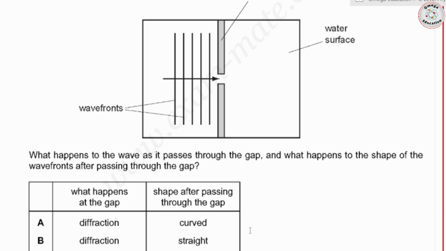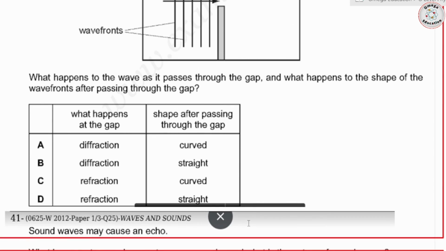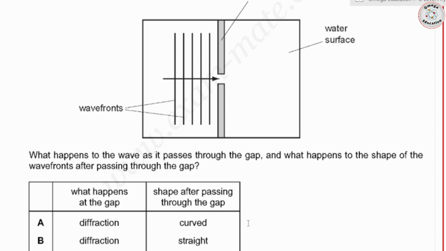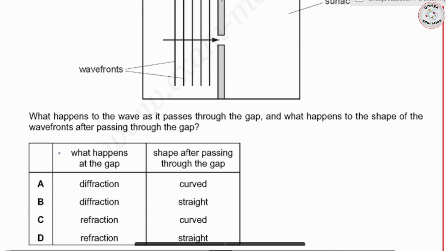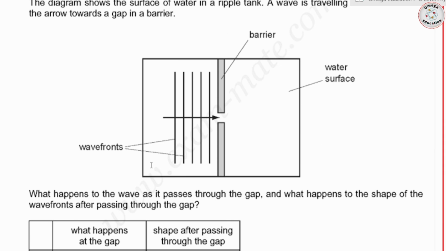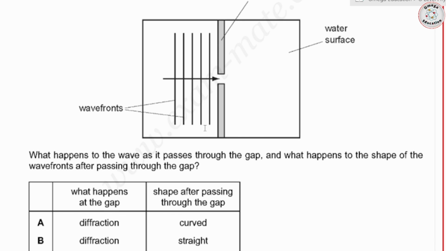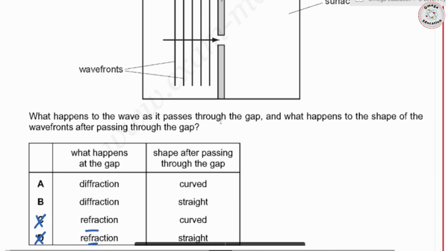Now, first of all, the wave can only pass through this barrier by a process that we know as diffraction. So C and D can be thrown out, can be discarded straight away. And in order for the wavefront to pass through the gap, they must be curved. And in diffraction, we study independently that the waves curve. So A has to be the right answer for this one.